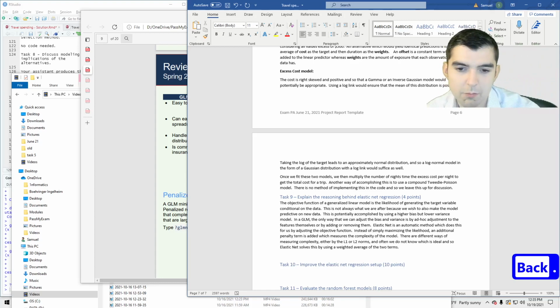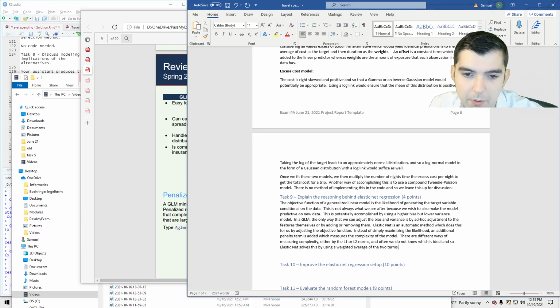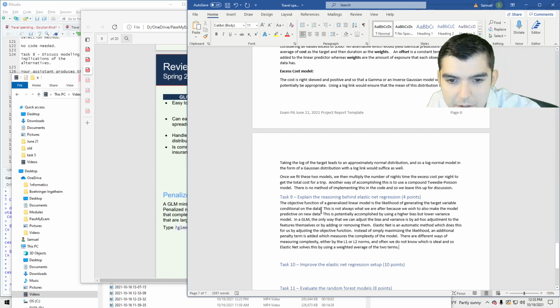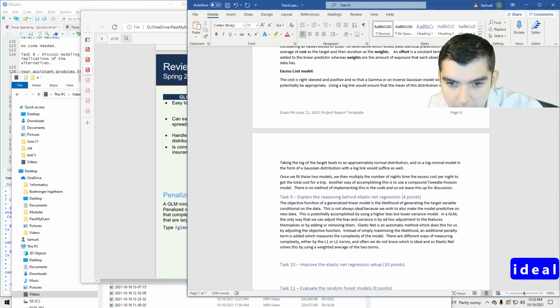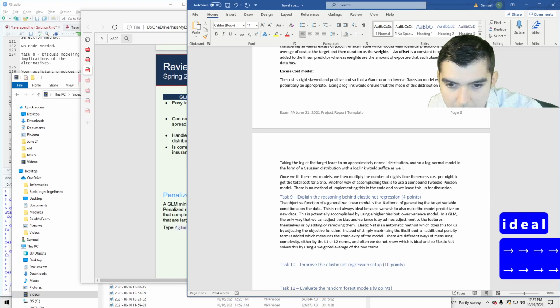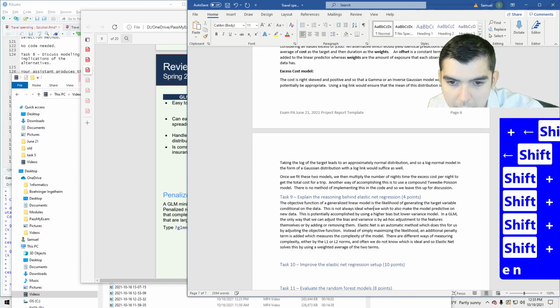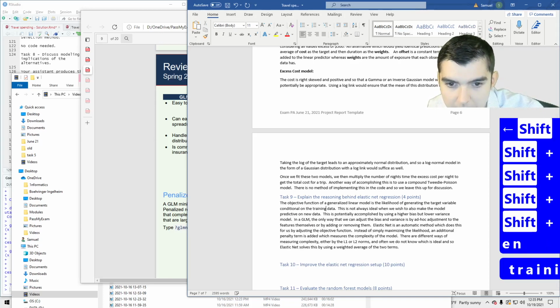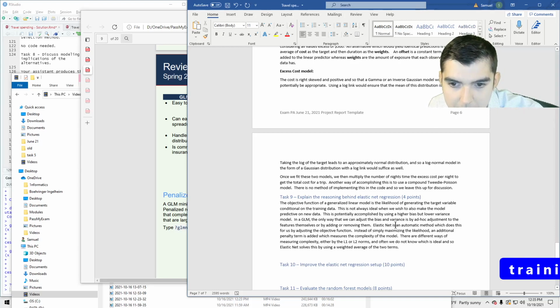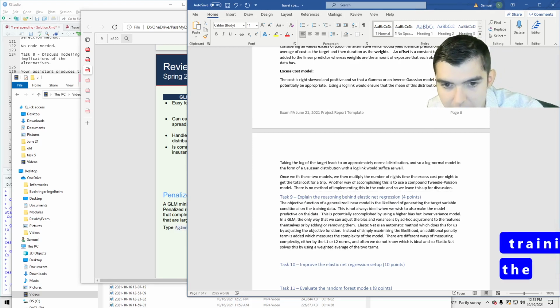So, this is kind of a ramble. You could make this simpler. The objective function of a GLM is the likelihood of generating the target variable conditional on the data. This is not always ideal when we wish to make the model predictive on the testing data, because it is likely to generate the target variable conditional on the training data.